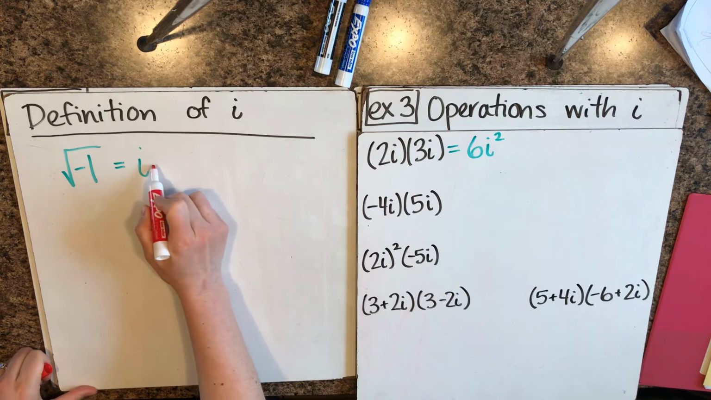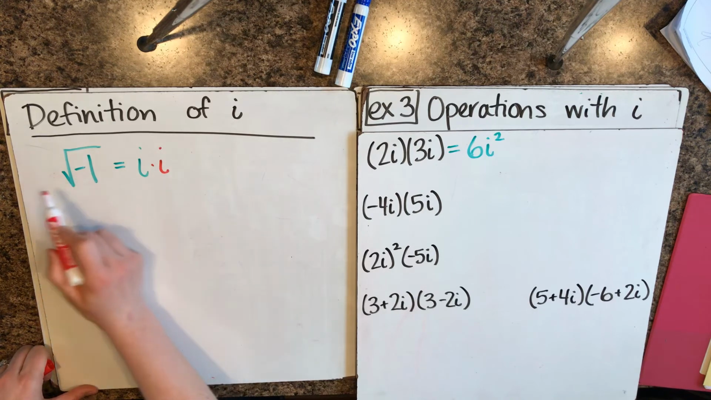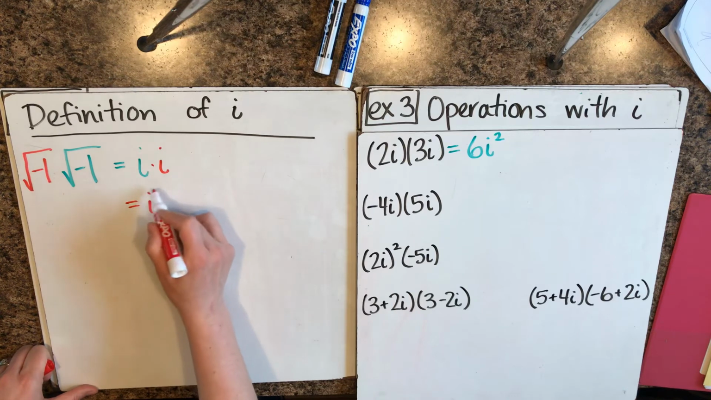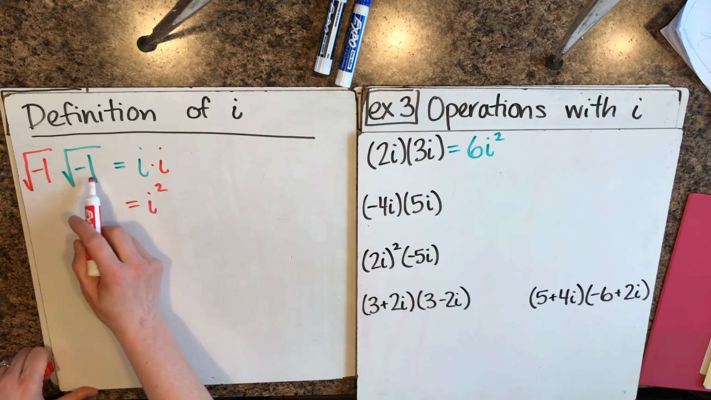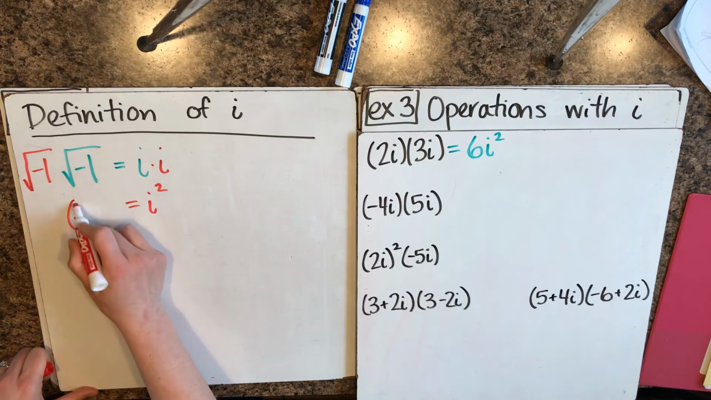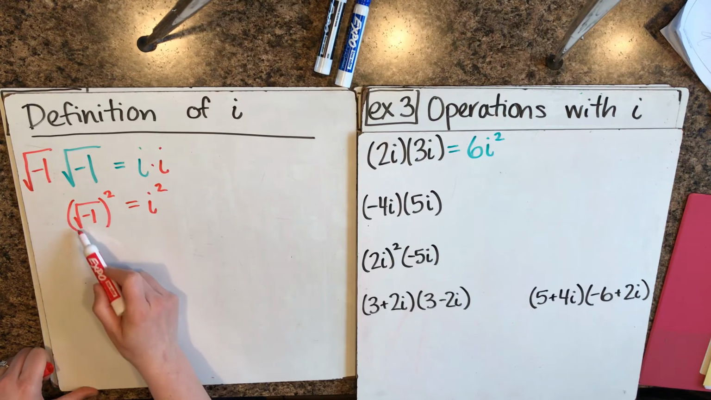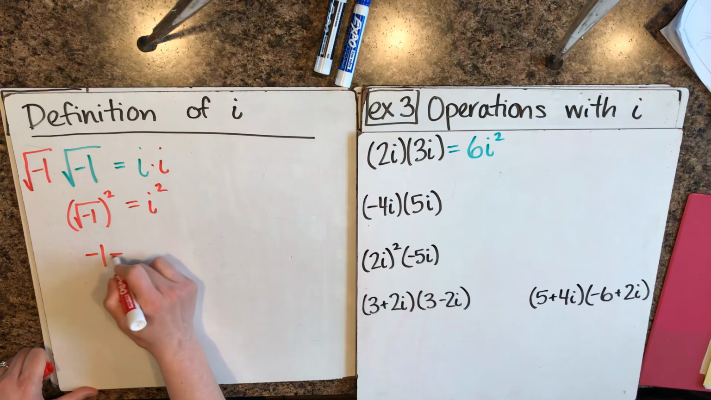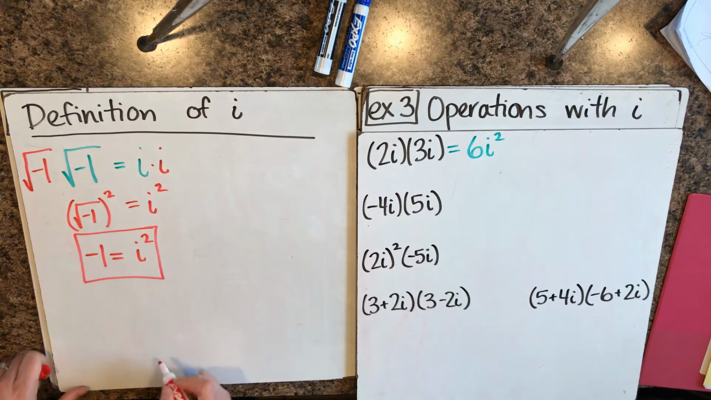Okay, if I multiply both sides by i, what's the definition of i? Well, it's the square root of negative 1. So on the right, I get i squared. On the left, I get the square root of negative 1 times the square root of negative 1. In other words, the square root of negative 1 squared. But what happens when I square a square root? That stuff disappears. So negative 1 is equal to i squared. So this is the second part of the definition of i that's really important that you understand.